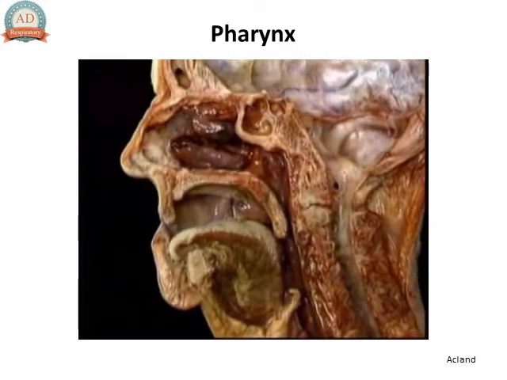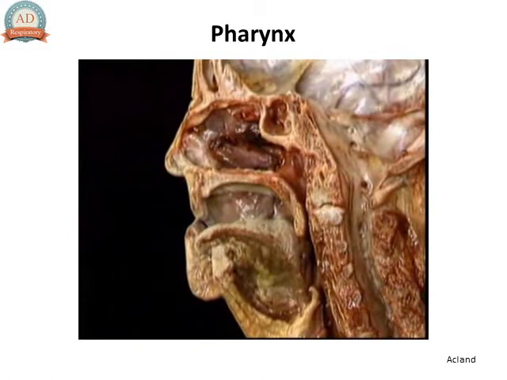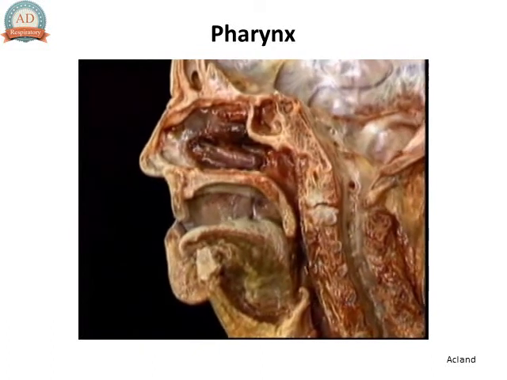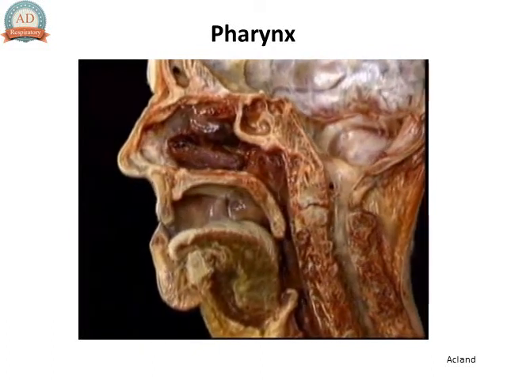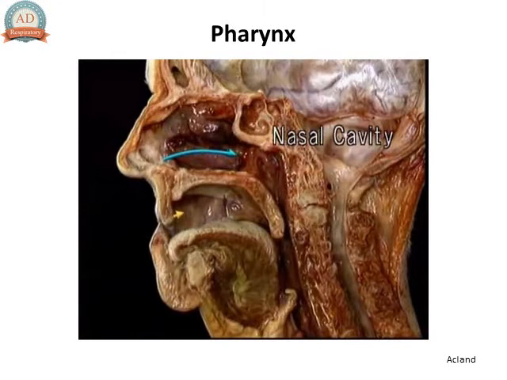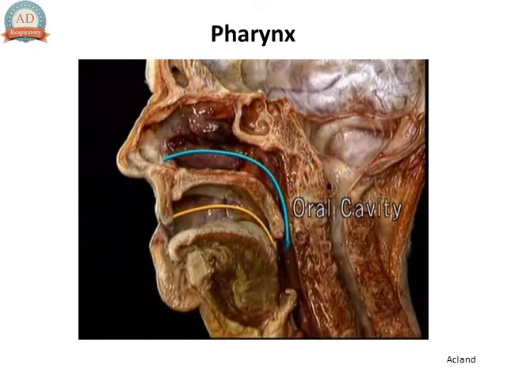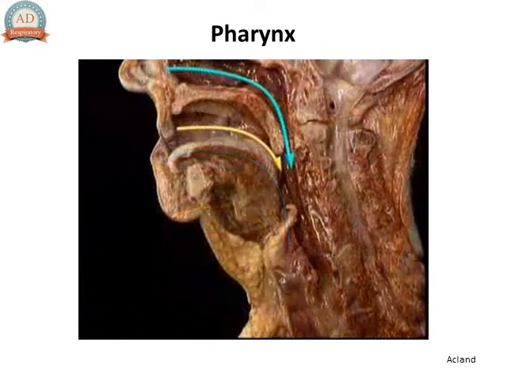Look at a specimen that's been divided in the midline. The passage for air and the passage for food and liquid begin separately at the nose and the mouth. Air passes backward through the nasal cavity and the nasopharynx. Food and liquid pass backward through the oral cavity. The two passages unite here.